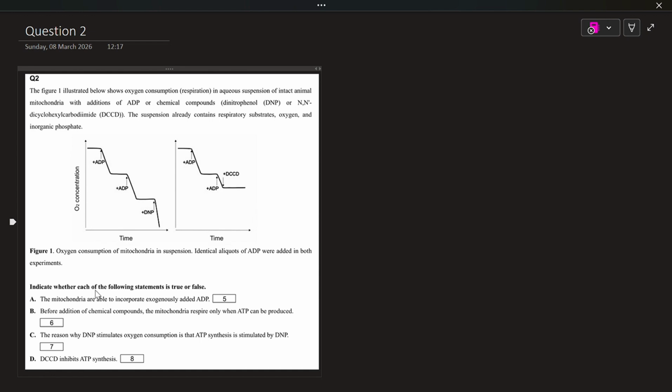Indicate whether each of the following statements is true or false. Statement A. The mitochondria are able to incorporate exogenously added ATP. To answer this statement, we can look at the graphic. When the researcher added ADP here, we can see a significant amount of oxygen consumption. This confirms that the mitochondria are successfully taking up the external ADP and using it to drive oxidative phosphorylation. So statement A is true.